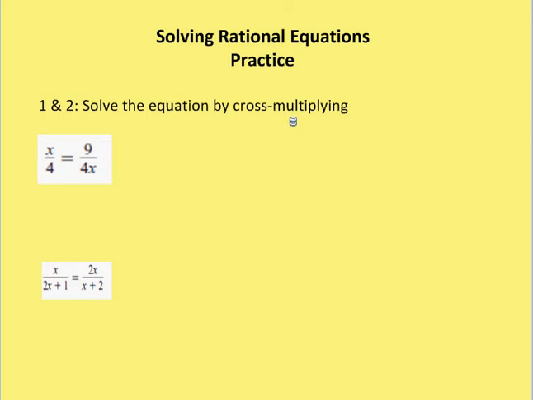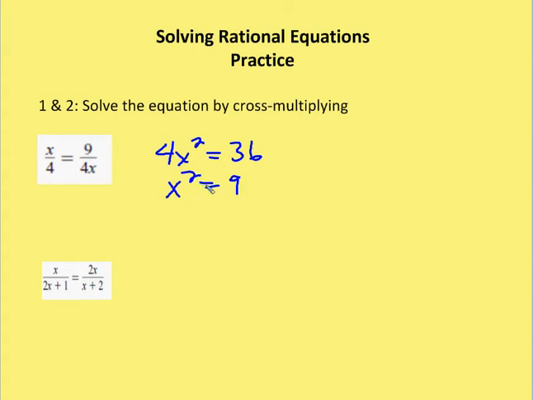When we cross multiply, we multiply the numerator of the first value times the denominator of the second fraction. So I end up with 4x squared is equal to 4, the denominator of the first, times the numerator of the second, is equal to 36. I divide both sides by 4. I have x squared is equal to 9. I take the square root of x squared and the square root of 9.